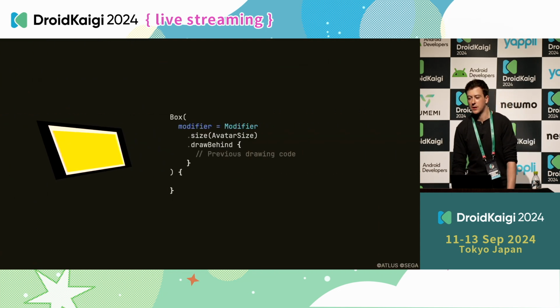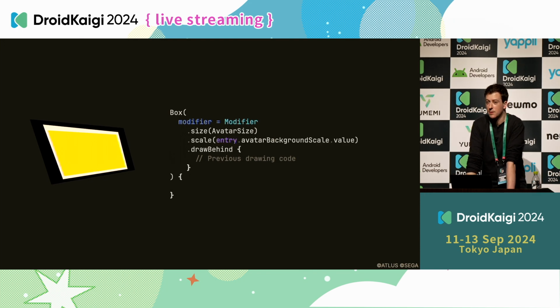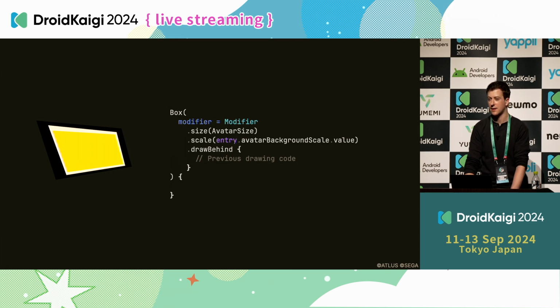What's our consuming code look like? Well, thankfully, we've done all the hard work inside of the state. When it comes time to draw, we can just pass it into the scale modifier.